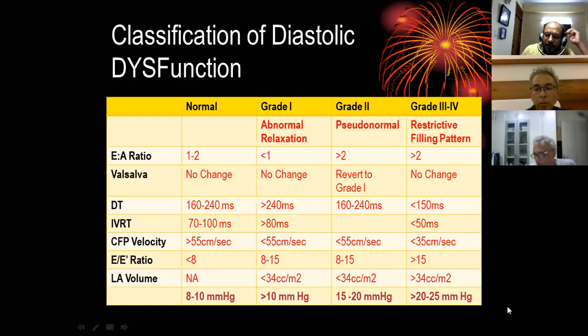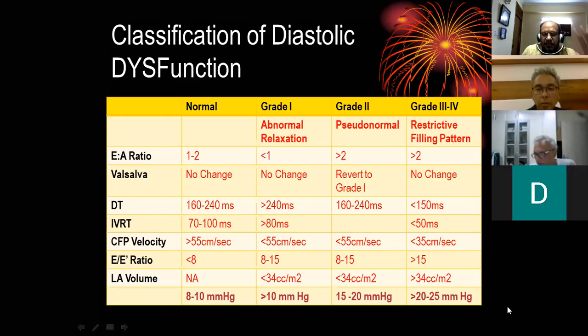Any questions before we stop? Then I'll go on the web and I'll try to show you how to do all these diastolic function evaluations.